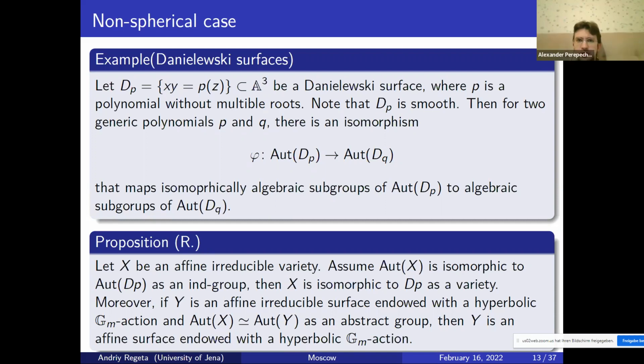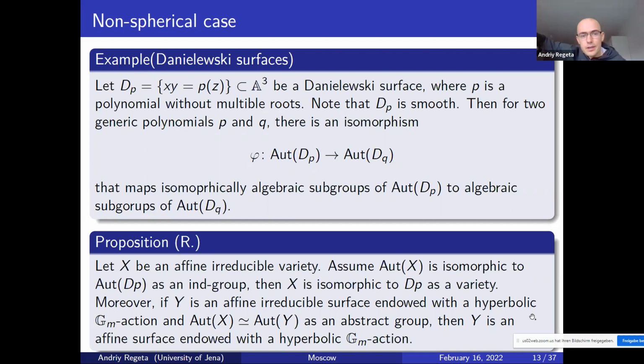I don't understand. Well, in the example, you say that for any generic polynomials p and q, there is an isomorphism. Yes. But by the proposition, for different Danilevsky surfaces, you have the same automorphism group. Oh, no.